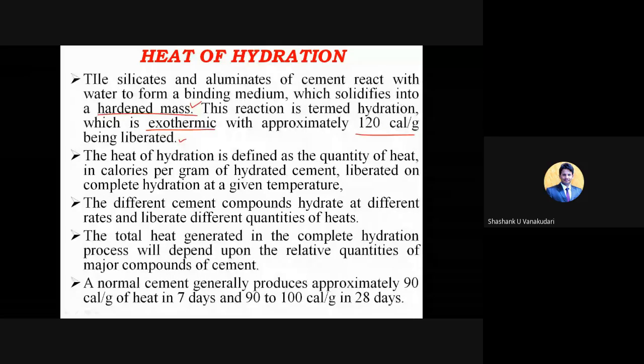A normal cement generally produces approximately 90 calories per gram of heat in 7 days and 90 to 100 calories per gram in 28 days. So here is the liberation of heat in terms of calories per gram. For 7 days they provide 90 calories per gram, but in 28 days the cement liberates 90 to 100 calories per gram.